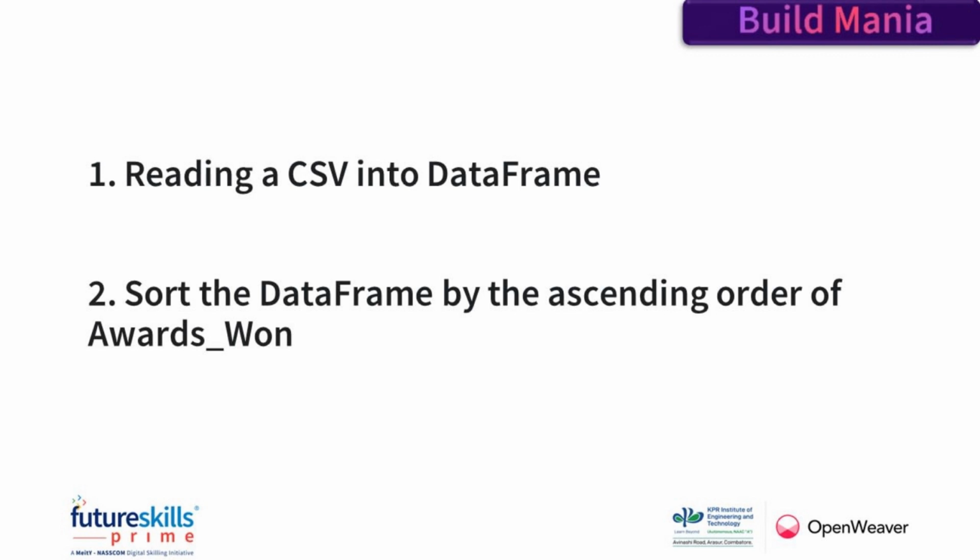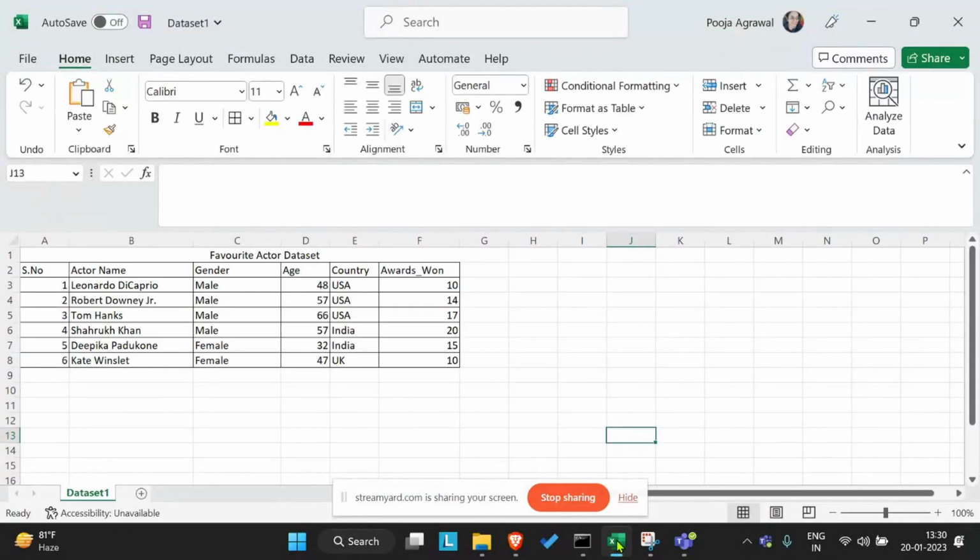Before we get started with our exercises, we need a CSV file with our data. So I've created a CSV file here consisting of data about different actors in the world with column headers as actor name, gender, age, country, and awards won. We've also saved the CSV file as dataset1.